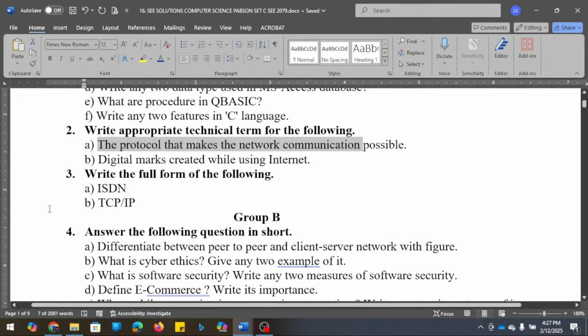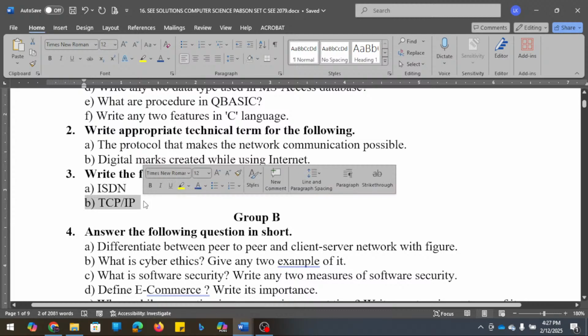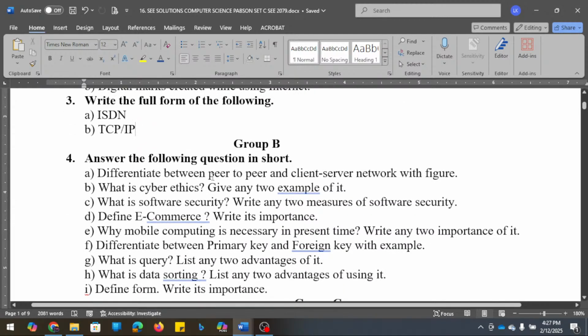Next we have the full forms of ISDN and TCP/IP. ISDN stands for Integrated Services Digital Network, and TCP/IP is Transmission Control Protocol/Internet Protocol. Okay, now let's jump to the next.